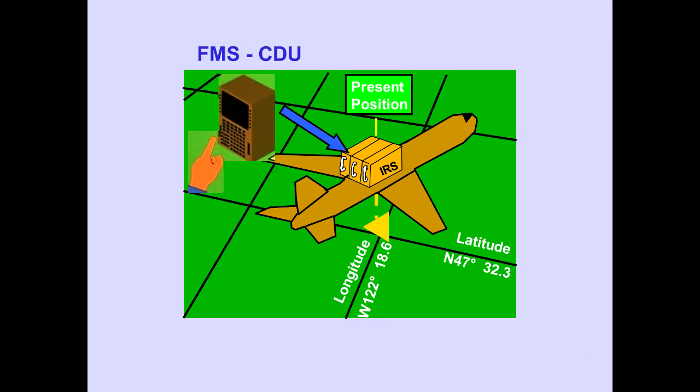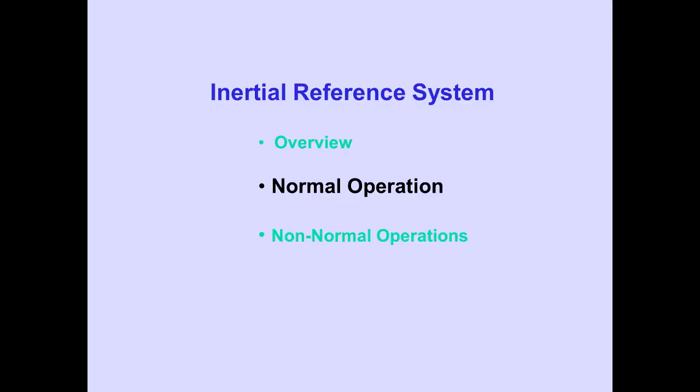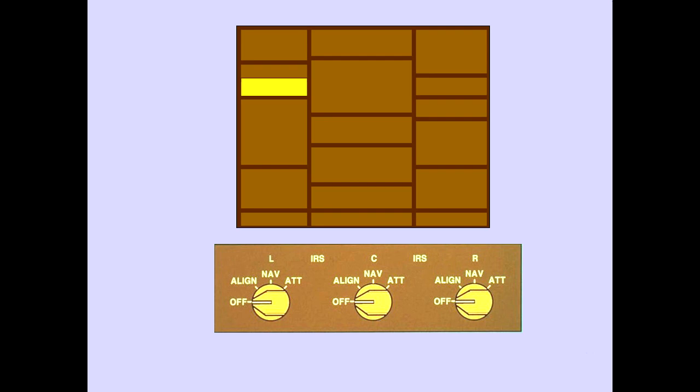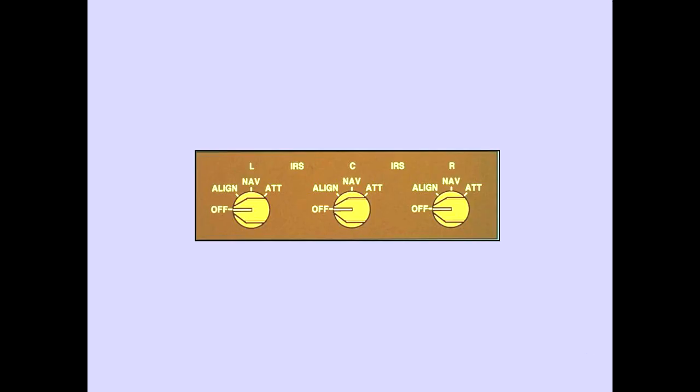Present position is entered through the FMS CDU. This operation will be covered in flight management training. Now let's look at normal operation of the IRS. The IRS controls are located on the overhead panel. Normally, only the off position and nav position are used.